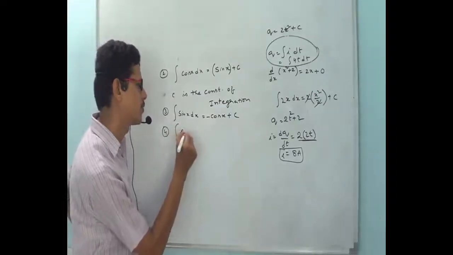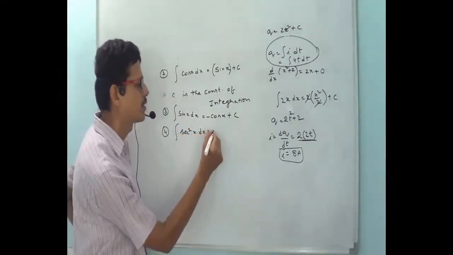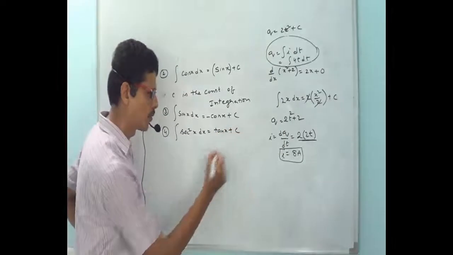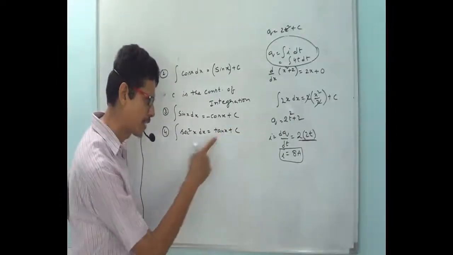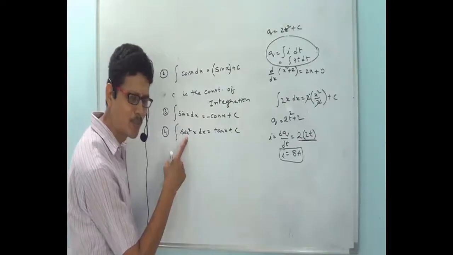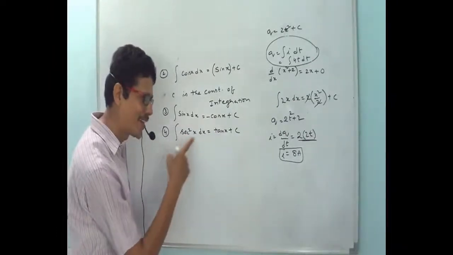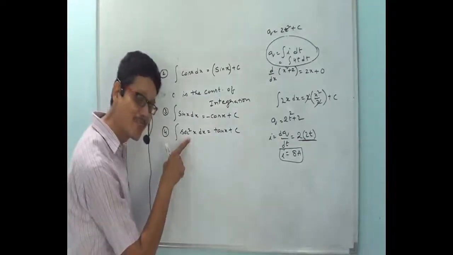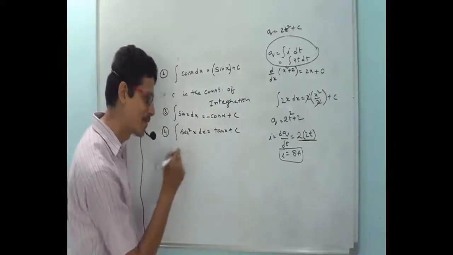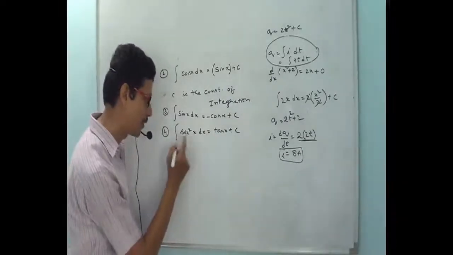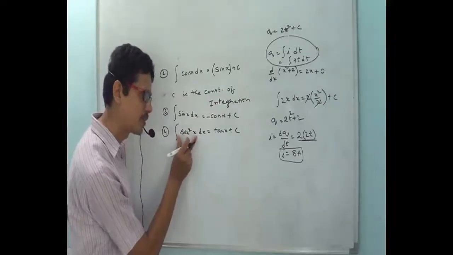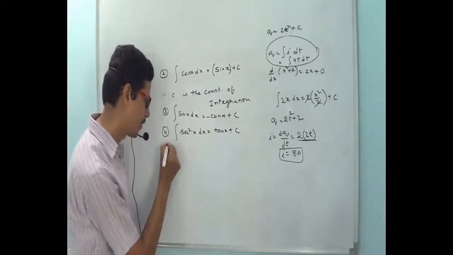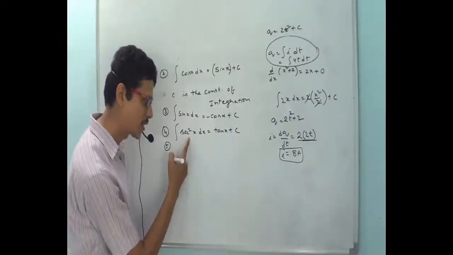Next, fourth formula: integral of secant square x is tan x, because the derivative of tan x is secant square x, you know that. So if we go in the reverse way, integration of secant square x is tan x. This integration is also called antiderivative, because the derivative of tan x is secant square x.